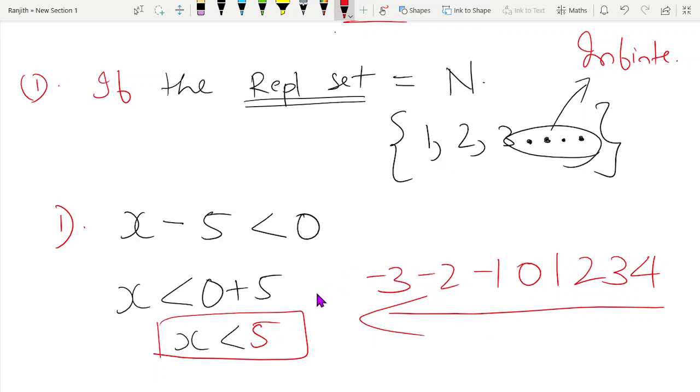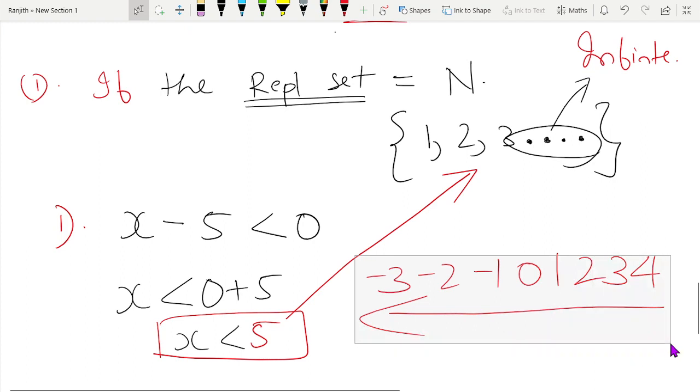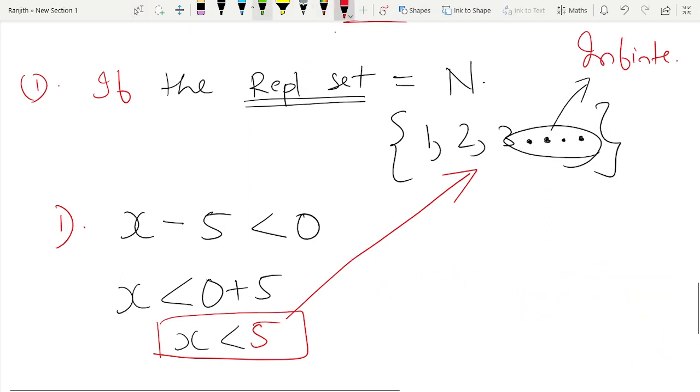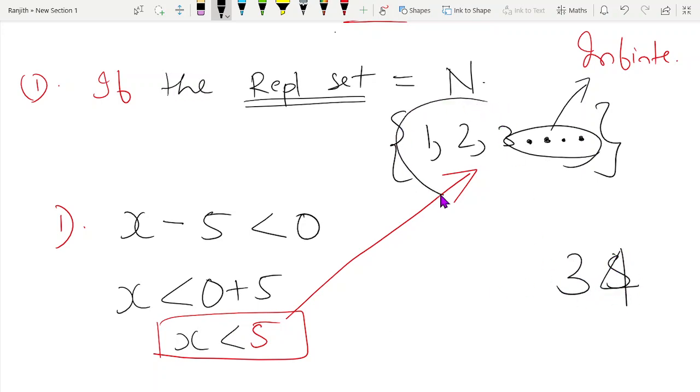Look, always your answer should be based on the replacement set. So x is less than 5, and what are the values you have to take which are less than 5? Only till 1. They've set the limit, that is the replacement set. So let me write 4, then 3. Till how many numbers do I have to write? What does the replacement set start with? 1, right? 1, 2, 3, 4 is the answer.